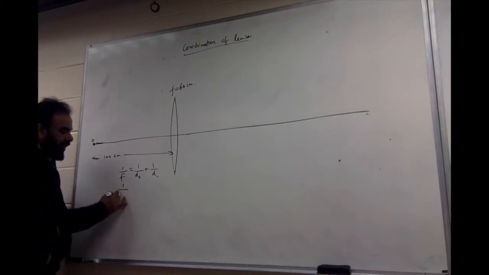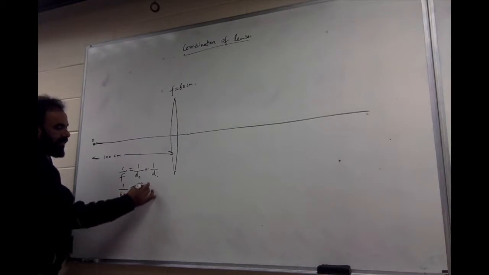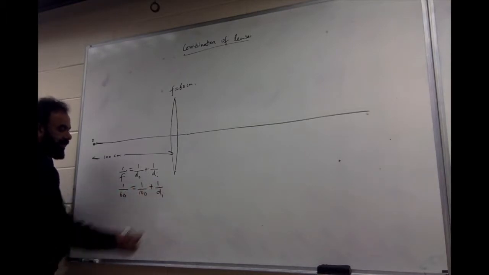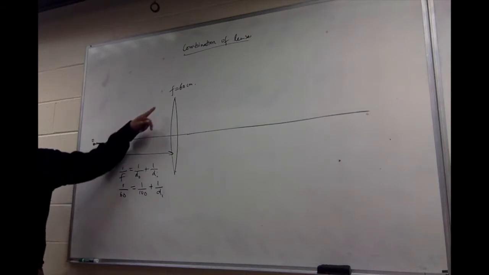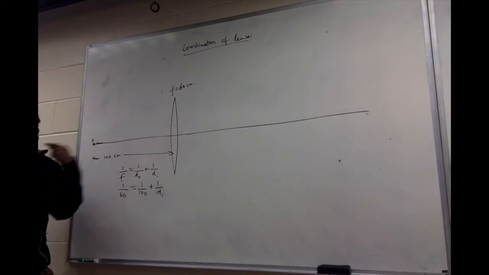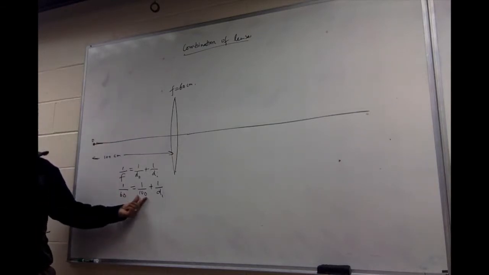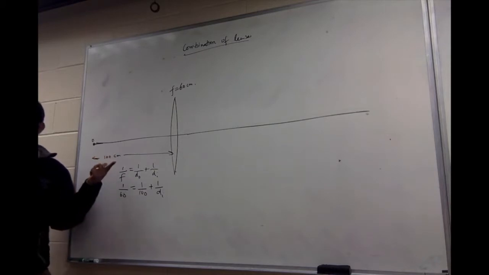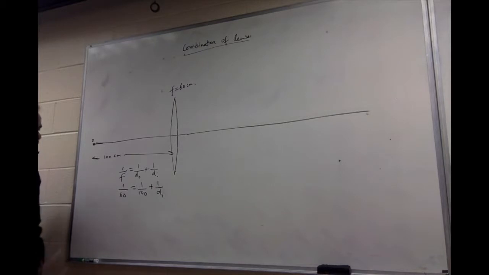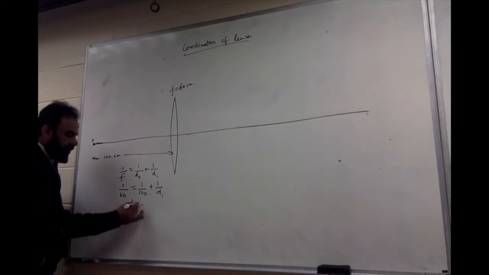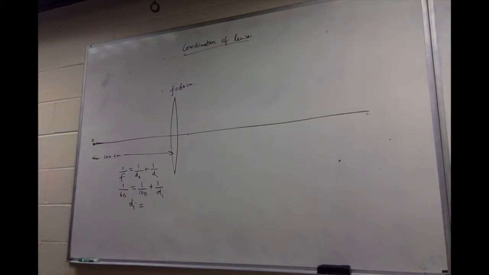1/60 = 1/100 + 1/di. Remember, I've taken 60 as positive because it's a convex lens. And I've taken 100 as positive because it is a real object distance, right? It's a real object distance. So what is di? Go ahead, do it. What is di?